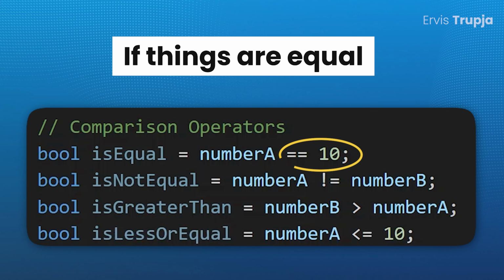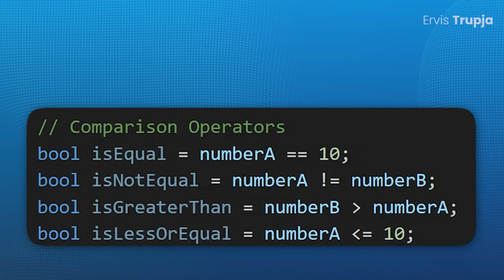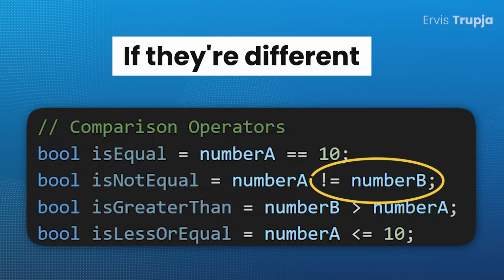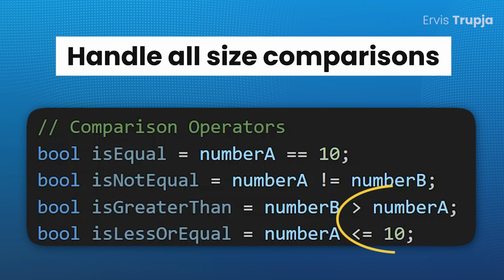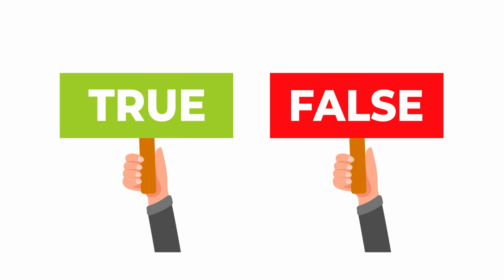The equality operator asks if things are equal, the inequality operator checks if things are different, while these other operators handle all these size comparisons. Each one gives you back a simple true or false.